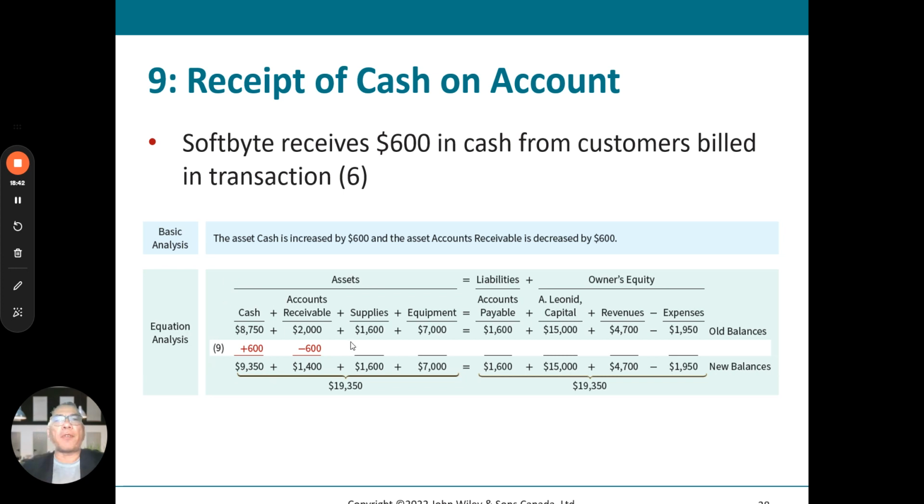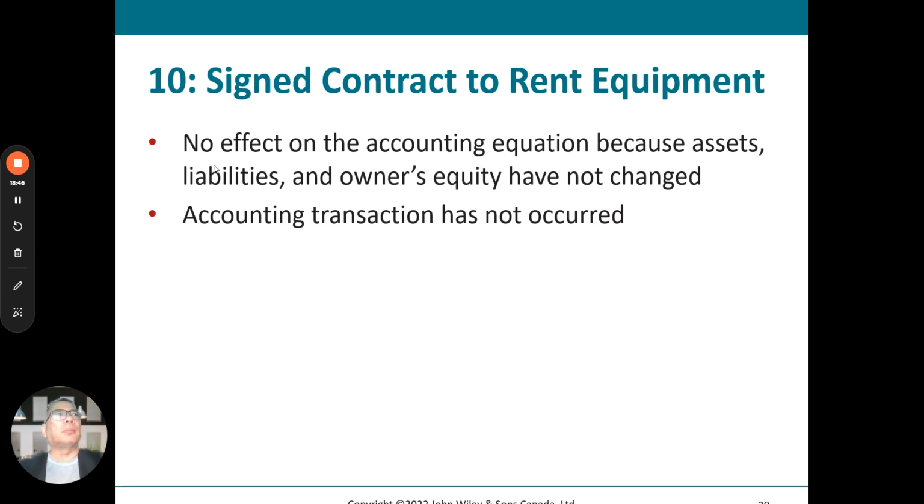Okay. Number 10, sign a contract to rent equipment. No effect on the accounting equation because assets, liabilities, and owner's equity have not changed. Okay, there's no effect. You just sign an agreement. An accounting transaction has not occurred.